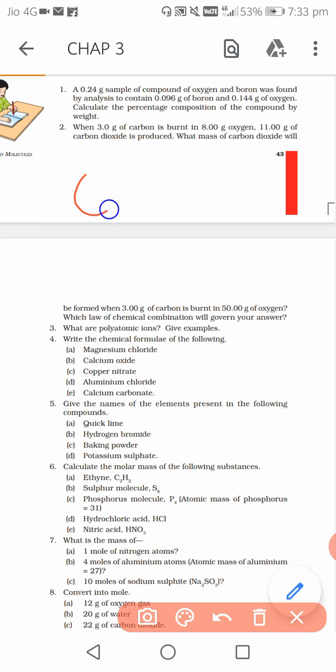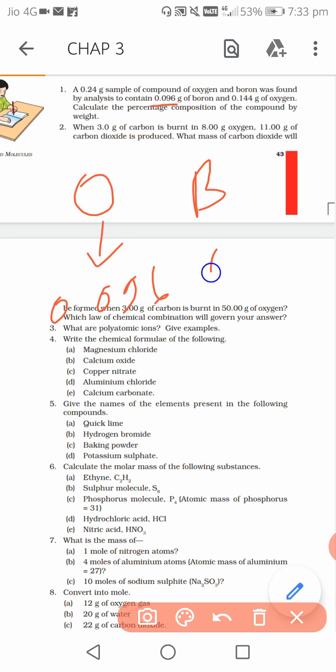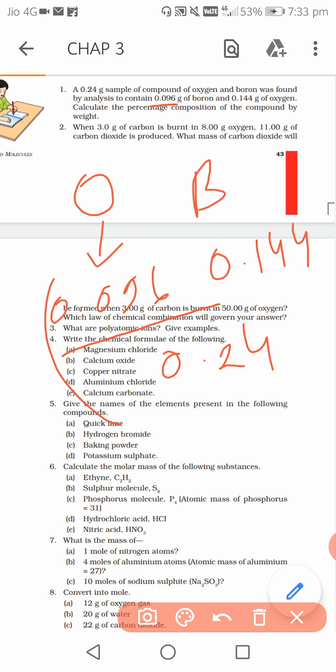Suppose oxygen is present by mass 0.096 gram, and boron is present by 0.144 gram. Total mass is 0.24. So while finding the percentage, what we do? Percentage of oxygen is mass of oxygen divided by the total mass, into 100%.